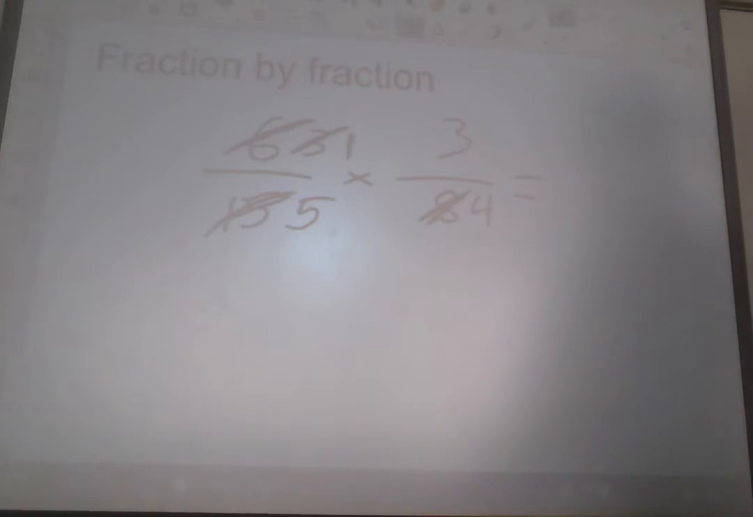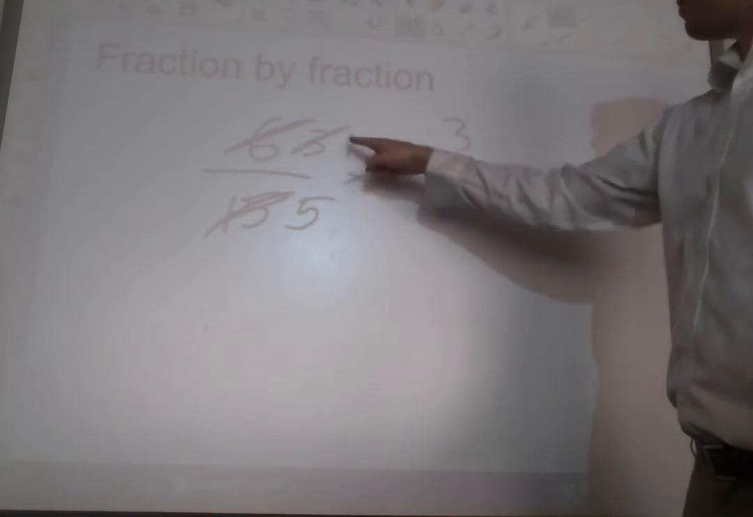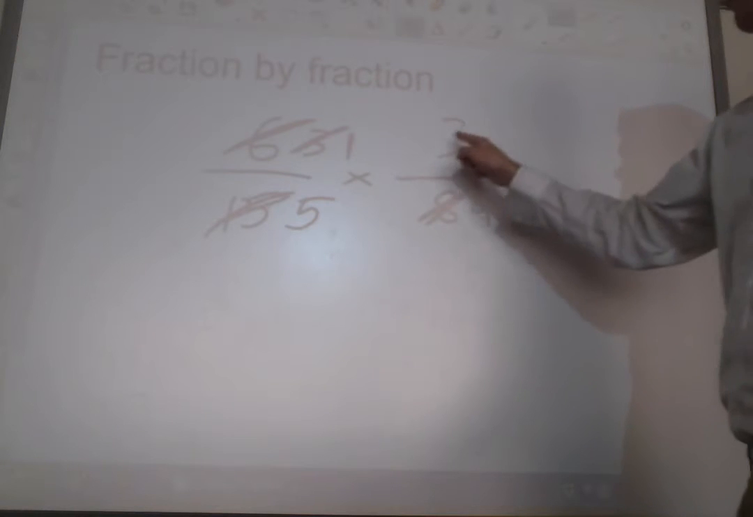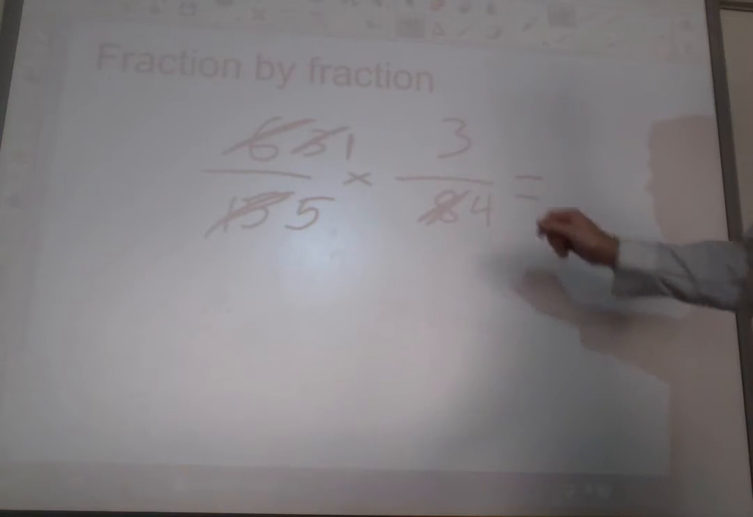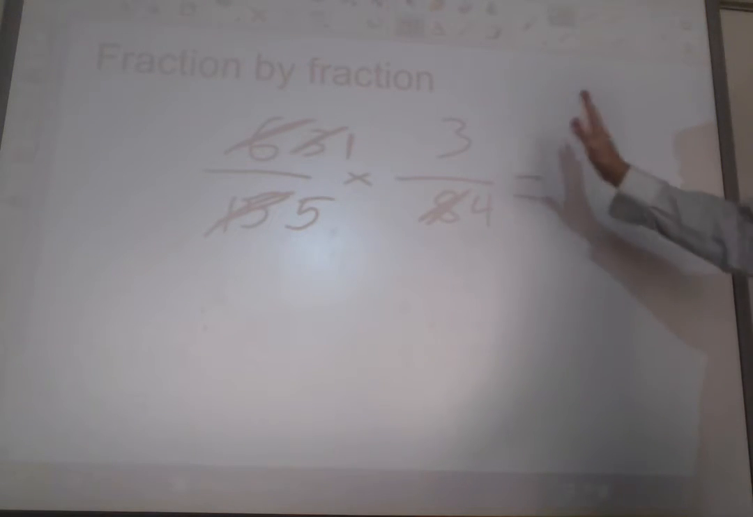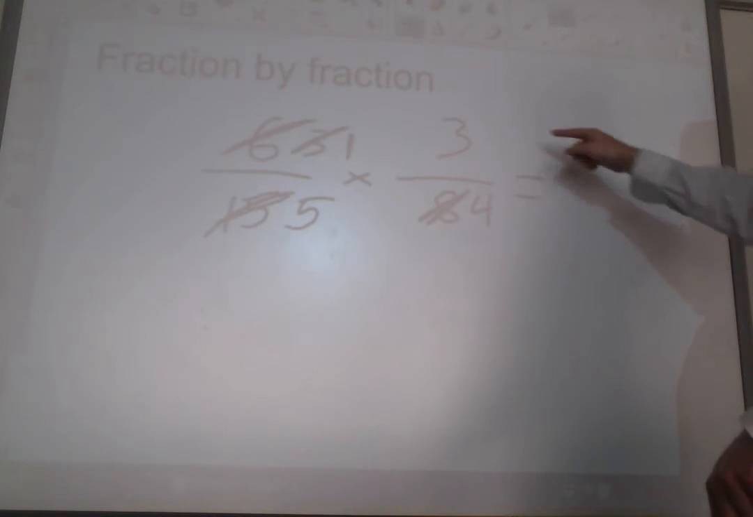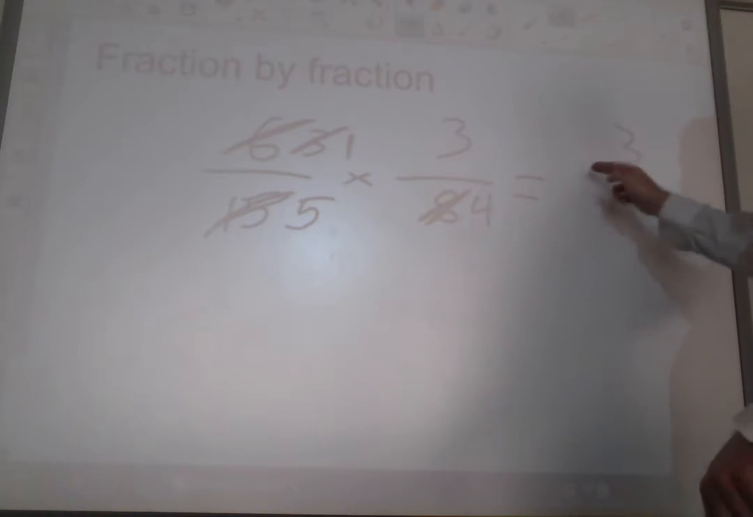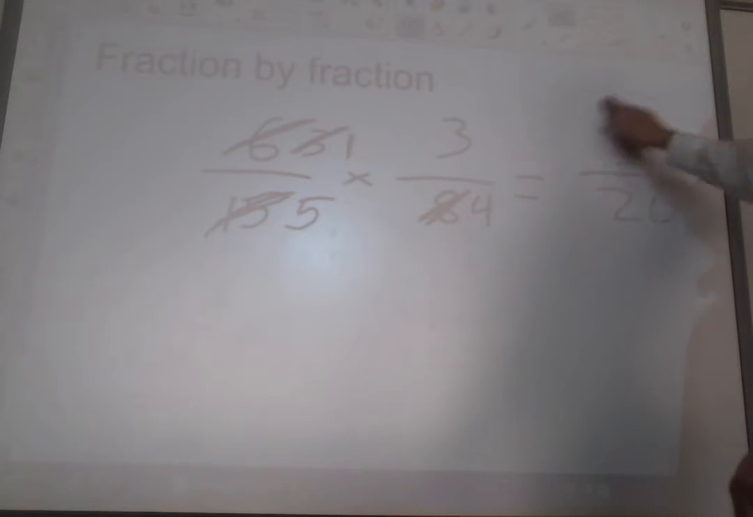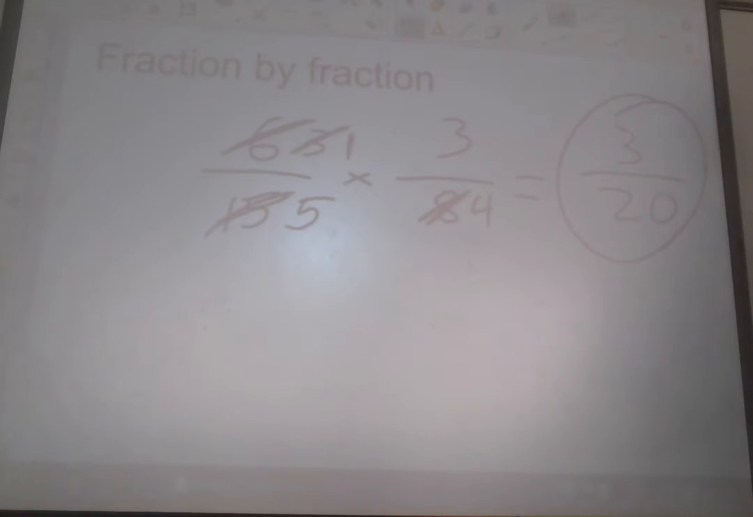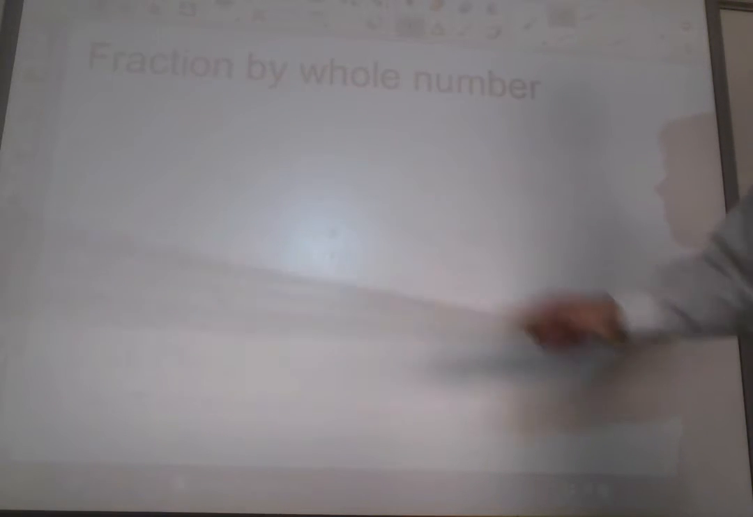Alright, let's check. Is there anything else? 1 and 5, can't simplify. 1 and 4, nope. 3 and 5, nope. 3 and 4, nothing else simplifies. This is as simple as it gets. Now we go ahead and multiply. 1 times 3 is 3. 5 times 4 is 20. And there's our answer, 3/20. Multiplying fractions by fractions. Okay?